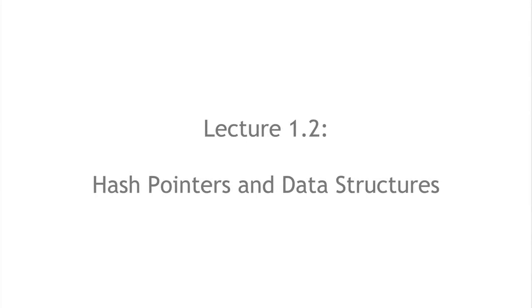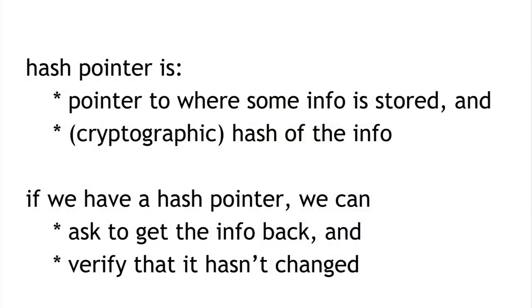In section 1.2, we're going to talk about hash pointers and their application. A hash pointer is a kind of data structure that turns out to be used a lot in the systems that we're talking about. A hash pointer is basically a simple thing: we take a pointer to where some information is stored, and together with that pointer, we store a cryptographic hash of the information. Whereas a regular pointer gives you a way to retrieve the information, a hash pointer is going to let us ask to get the information back. And it's also going to let us verify that the information hasn't changed. So a hash pointer tells us where something is and what its value was.